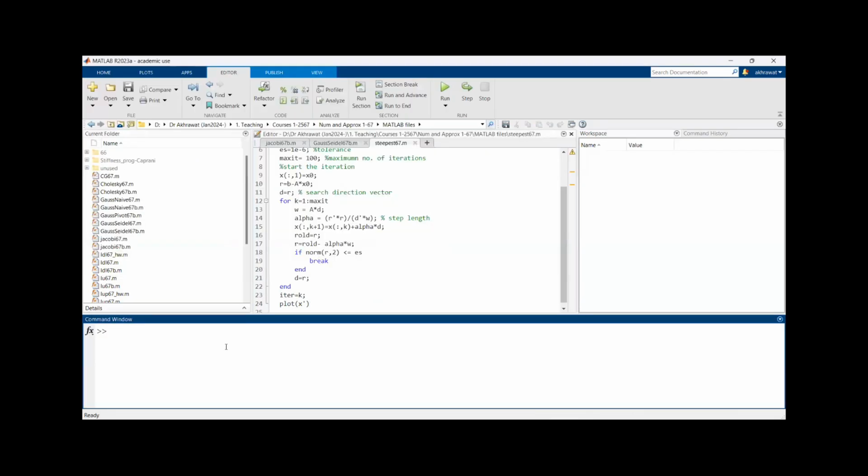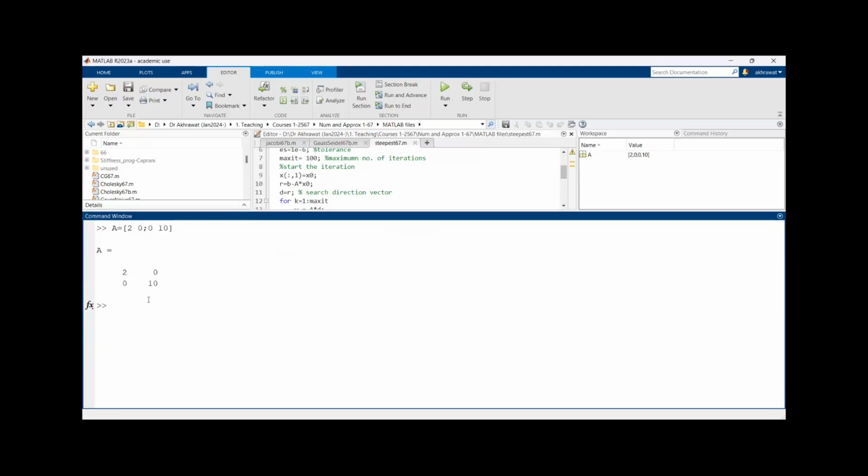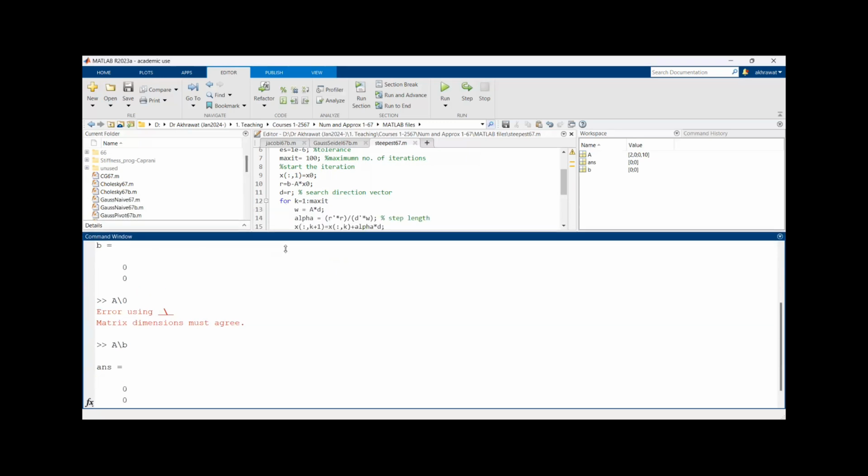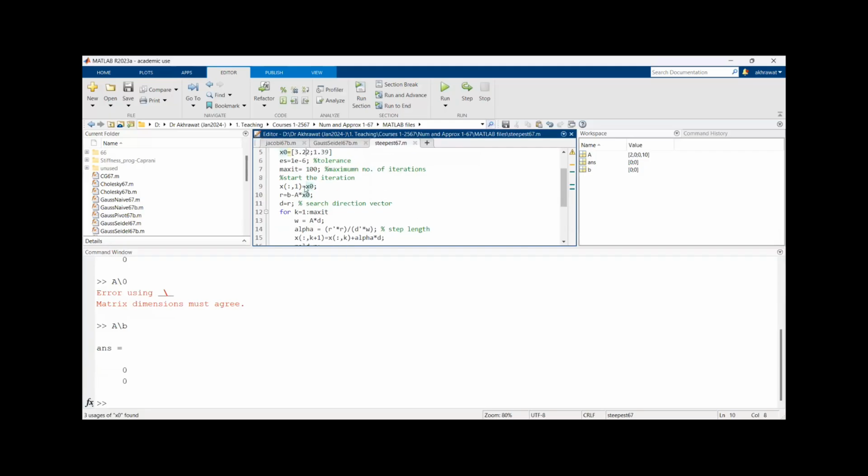Okay, let's define our matrix A. In the calculation it is 2 0 0 10, and B. And we know that the solution is very simple. The solution is at the origin, right? This is the solution. But if we start with the initial case similar to what we have in the hand calculation, yeah. Okay, let's see what happened.